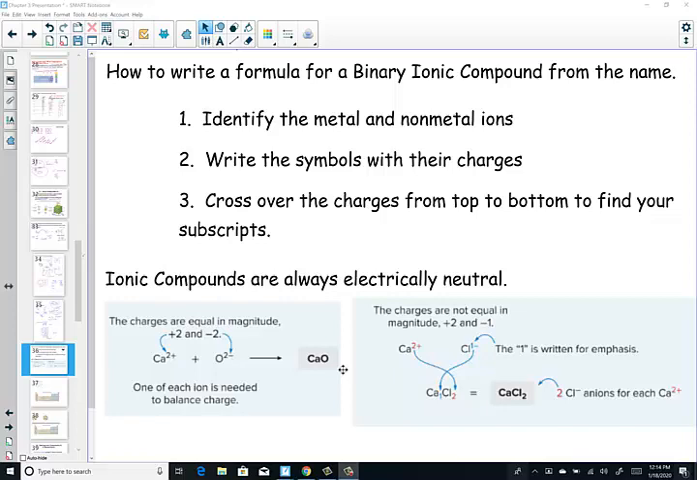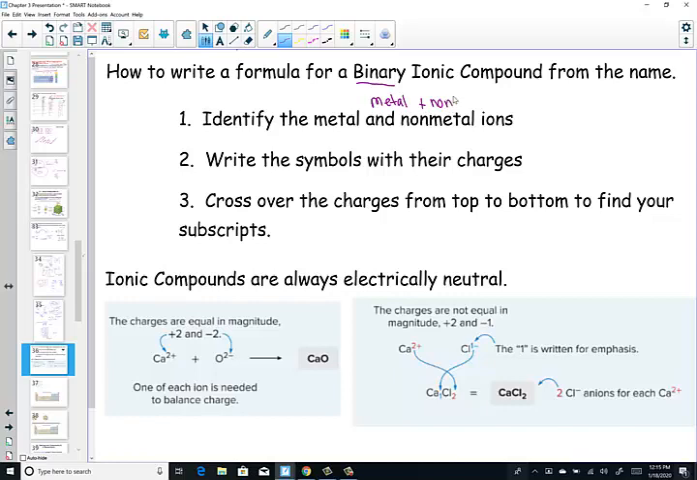Picking up with our lessons in Chapter 3, we are practicing binary ionic compounds. And so we're continuing looking at charges of positive ions with charges on negative ions and making sure we write formulas that represent binary ionic compounds. Binary, of course, meaning two elements. One of them will always be a metal, the other will always be a nonmetal.